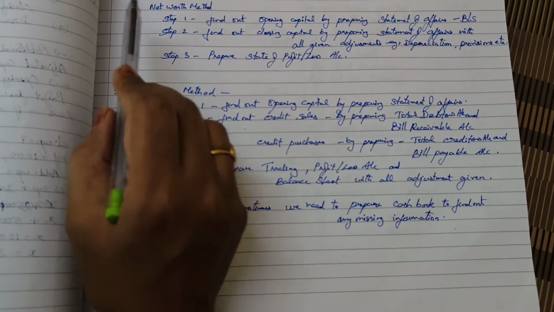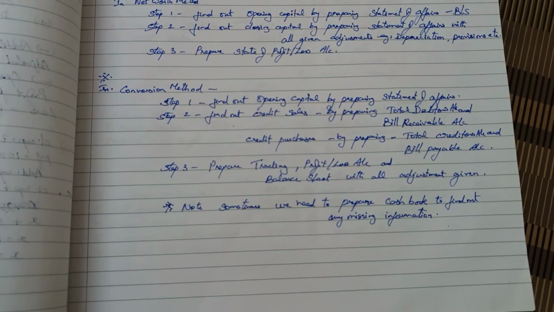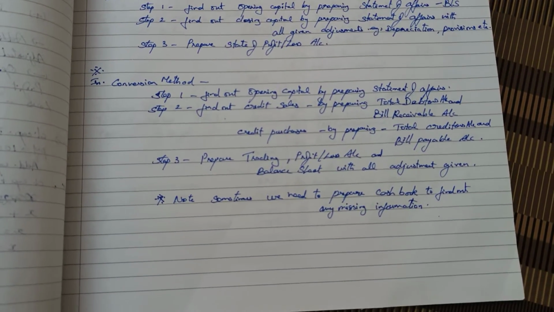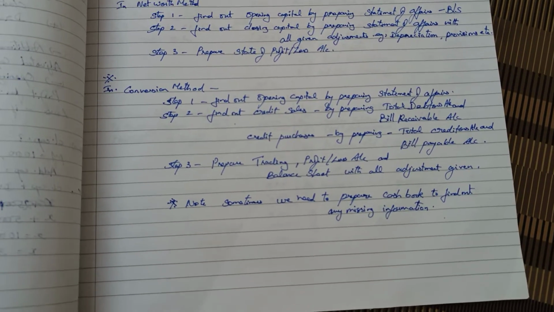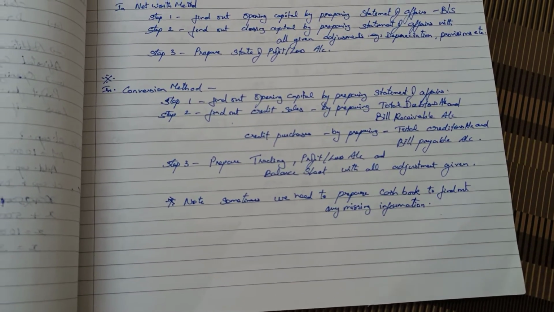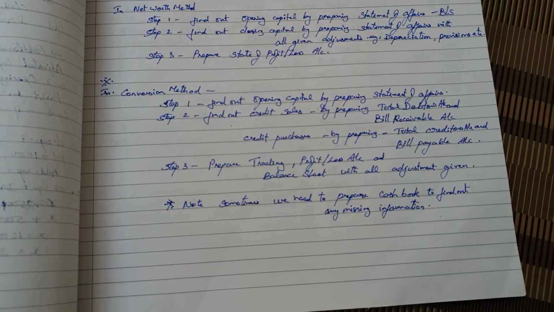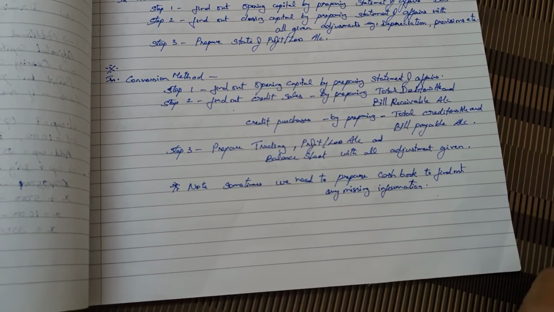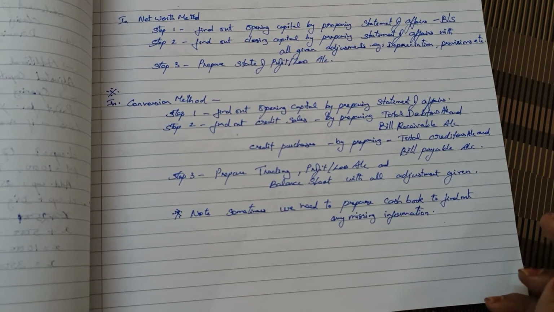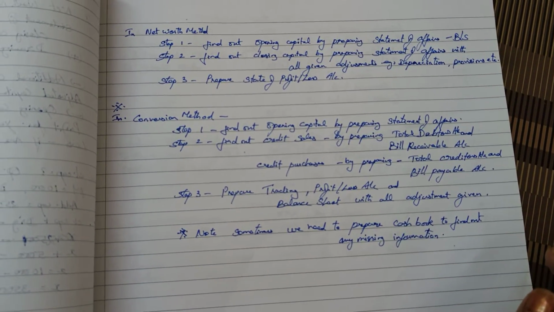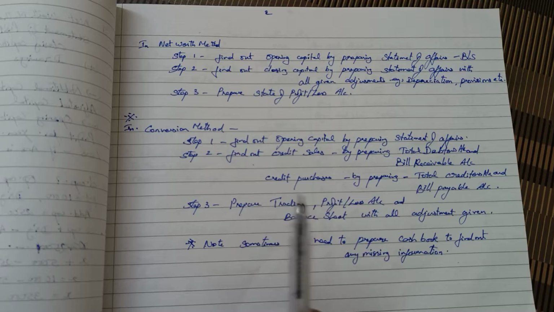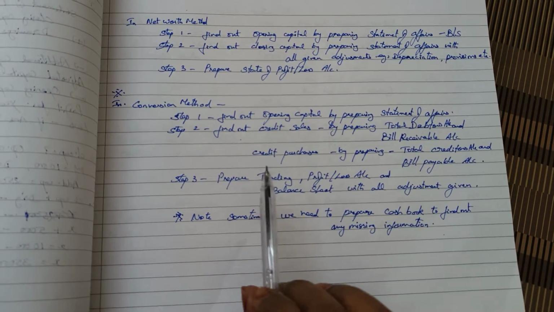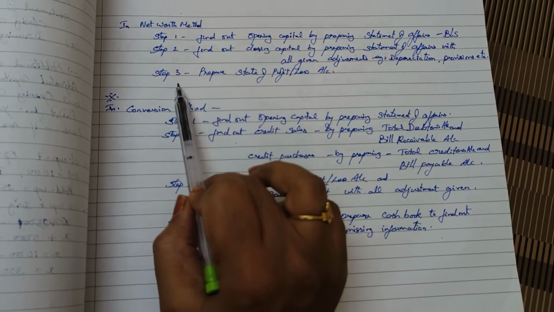The first method is called the net worth method. In the net worth method, the sum will be very simple. They will give you information relating to all kinds of assets and liabilities, given for two periods. Mostly it will be the opening period and the closing period. With this we are going to find out the profit of the company. There are three steps in this method.